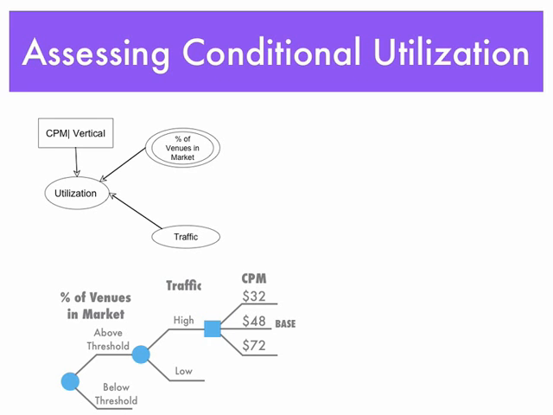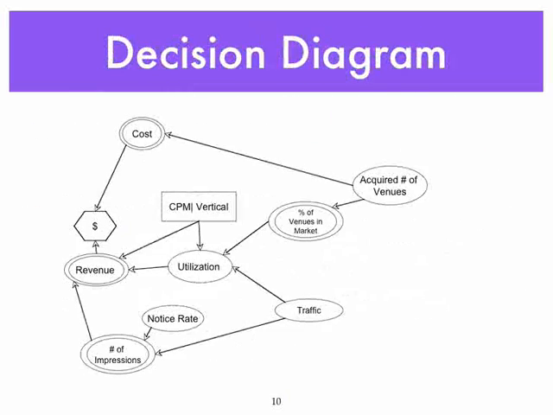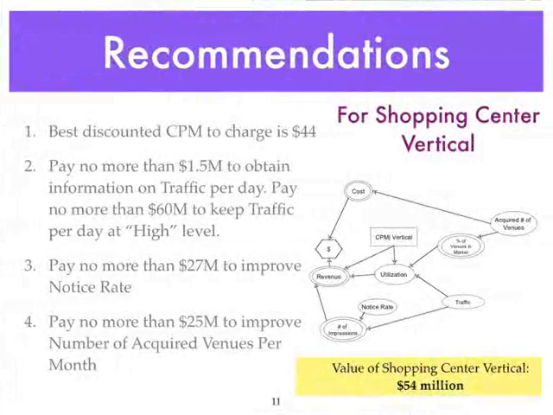Maybe I'm not making this up, but several slides ago there's a statement saying don't pay more than $1.5 million to obtain information on traffic per day. Yeah, that's the value of information statement. What's the decision that you're affecting? Is it the CPM charge? Yeah, the CPM charge. That's the only decision in the whole model.